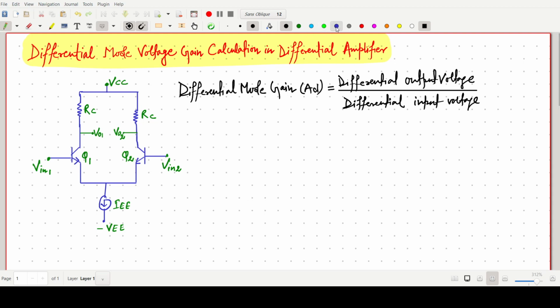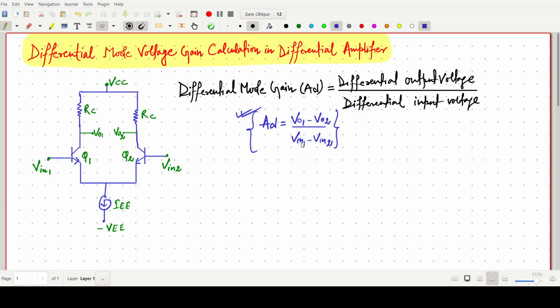One can simply write AD, the differential output voltage, as simply our output V naught 1 minus V naught 2, whole divided by V in 1 minus V in 2. So this one is nothing but our question, we can say. We have to find the value of this AD.